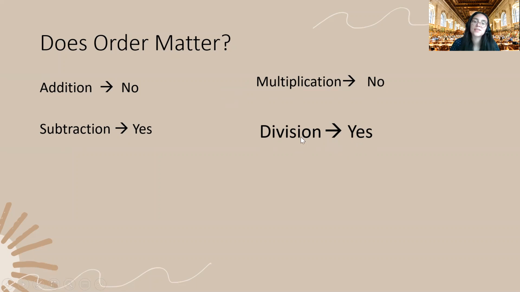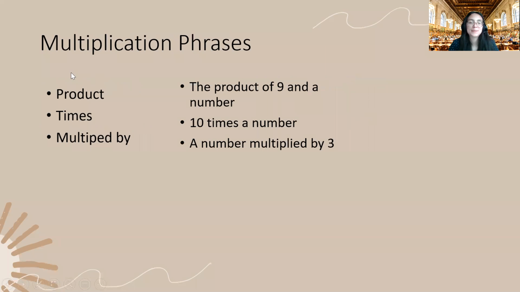Actually, I think division and subtraction are probably the biggest places of confusion, but I think they're also the most fun and the most interesting. So, all right, let's continue. So we're also going to discuss our multiplication vocabulary words. So we have 3. We have product, times, and multiplied by on the left-hand side. And in the middle, we have our examples.